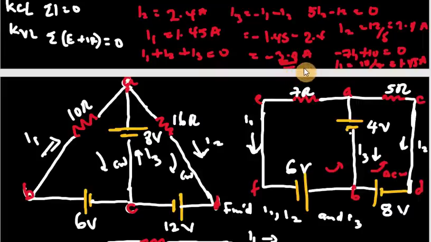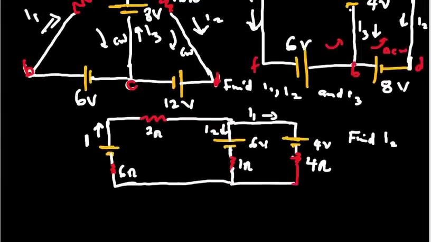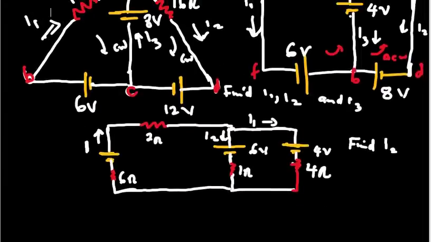3.8 ampere. So in these two problems now, we have used the Kirchhoff's current law and Kirchhoff's voltage law to find the values of I1, I2, and I3. Now for the third problem, you shall make use of Kirchhoff's current and voltage law to find the value of I2. That is the value of the current that flows through this resistor 1 ohm. So I will leave you to solve this and put the answer in the comment section.